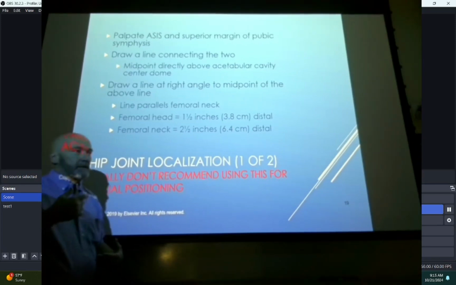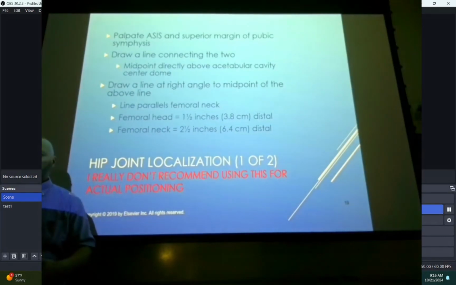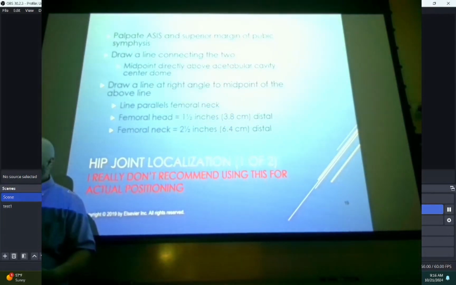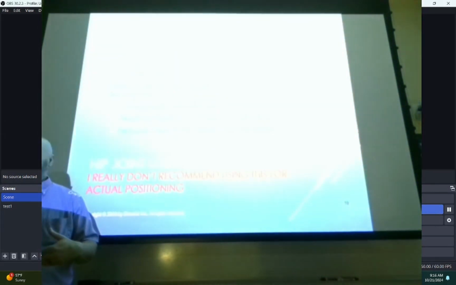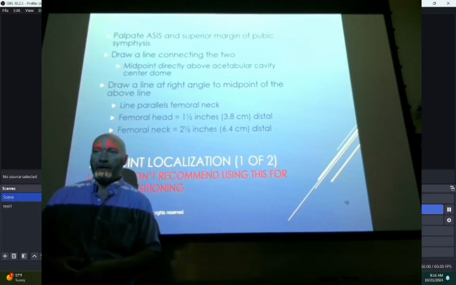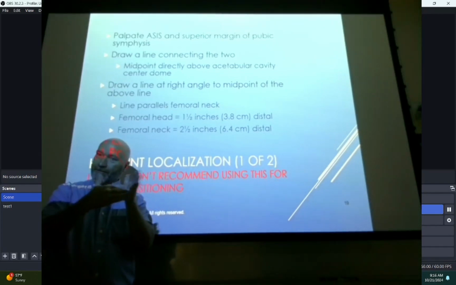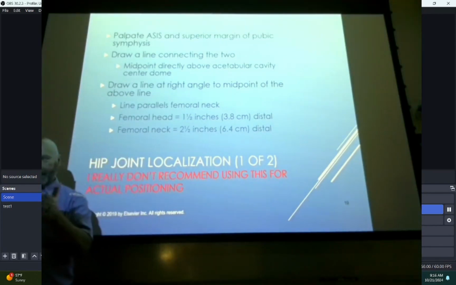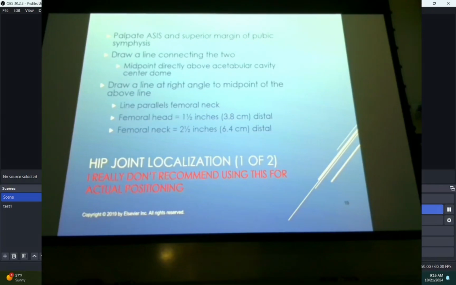Okay. The question is probably going to come at you like something like this. How do you find the head of the femur? Let's say. So draw a line from the symphysis pubis to the ASIS, bisect that line, which means cut it in half, then go down that line 1.5 inches for the head of the femur, 2.5 inches for the neck of the femur. You might also say, draw a line that bisects the line, right? And then the rest of that stuff. So that's registry testable localization of the hip.